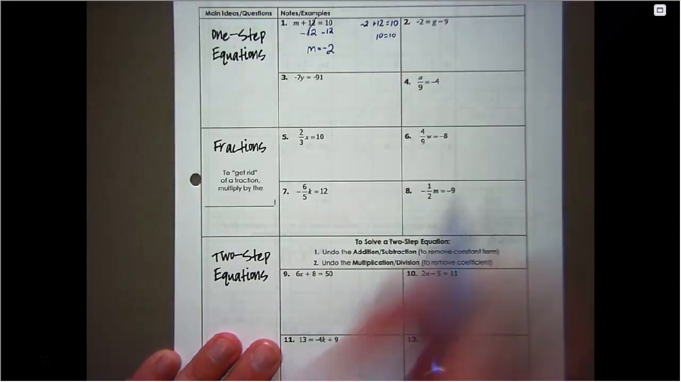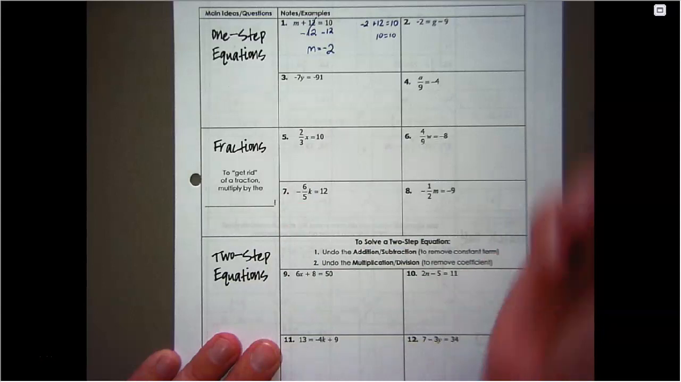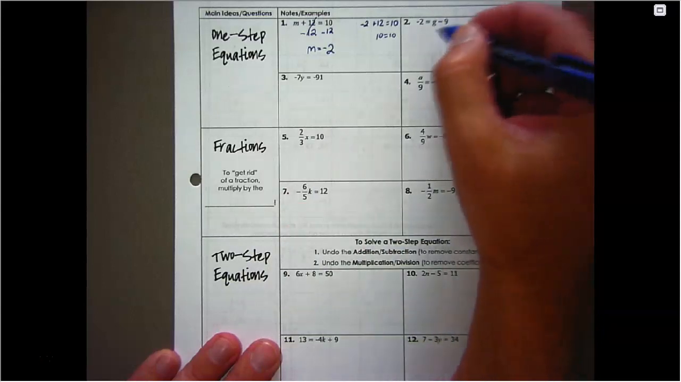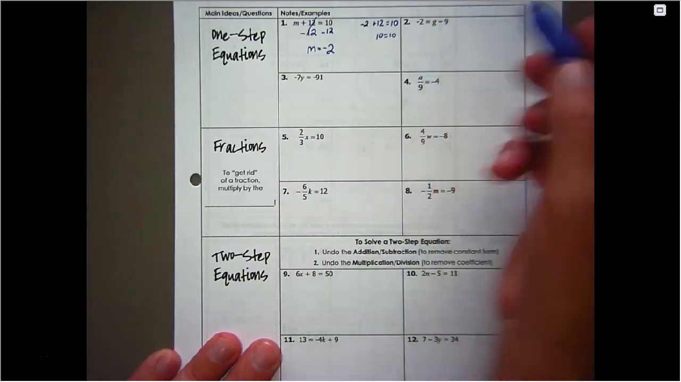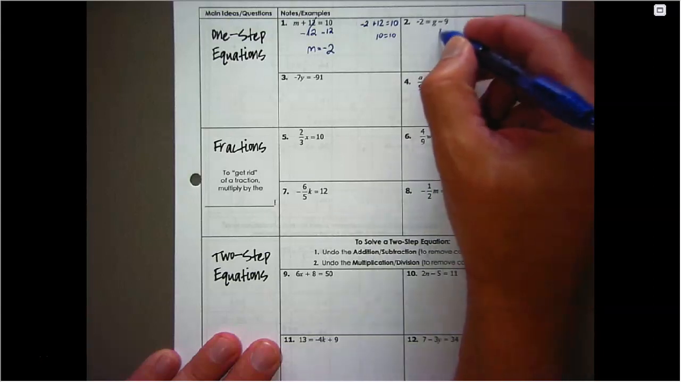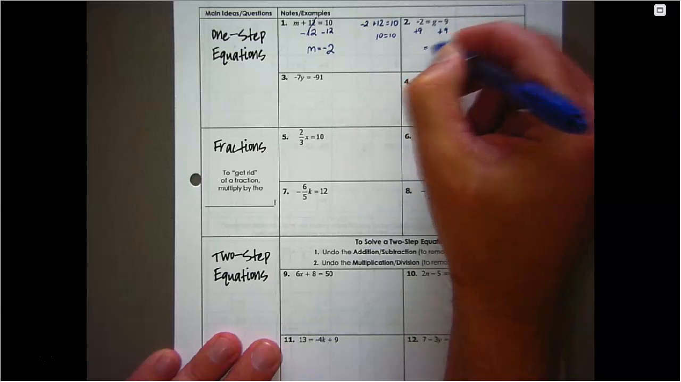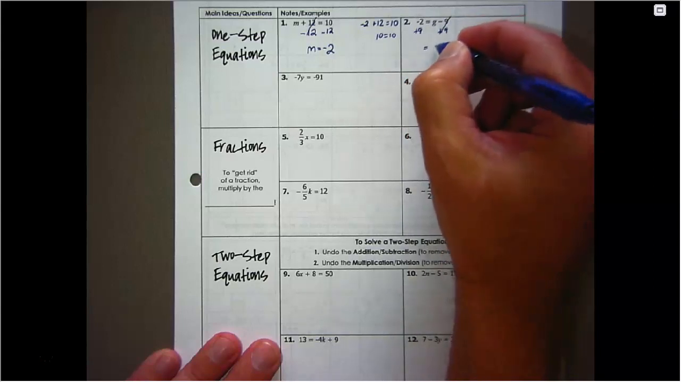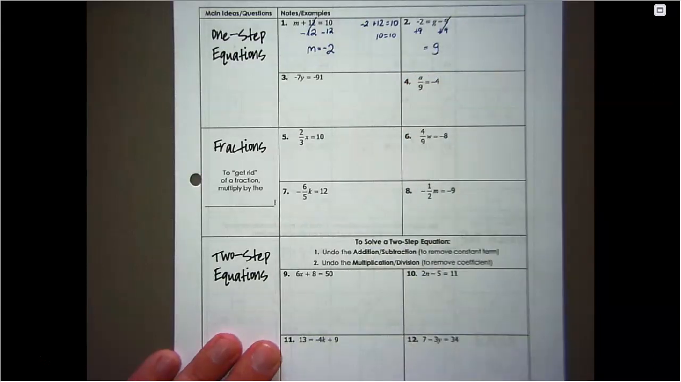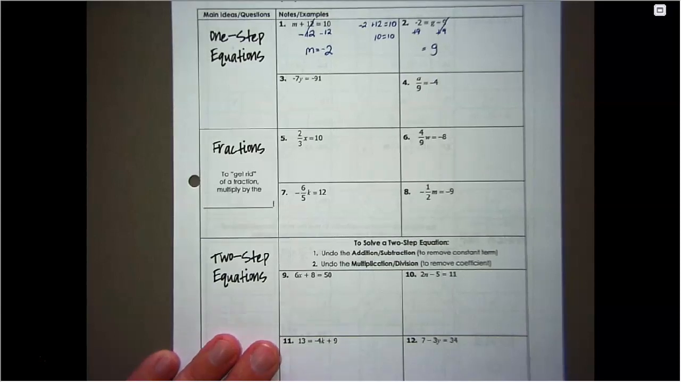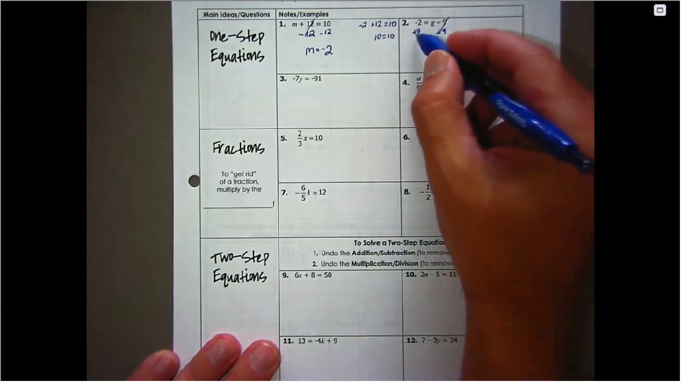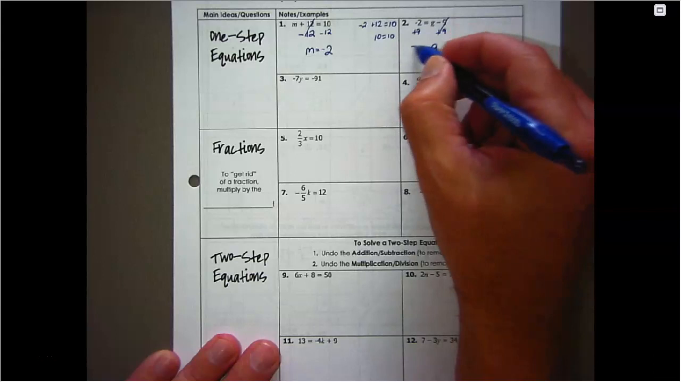Okay? So our first two examples are just going to be problems where we just have to add or subtract. So over here, we're subtracting 9, so that means we need to add 9 to both sides. So we're going to add 9. So that means those are going to cancel. We're left with G. We're going to combine a positive 9 and a negative 2. That's going to give me a 7.